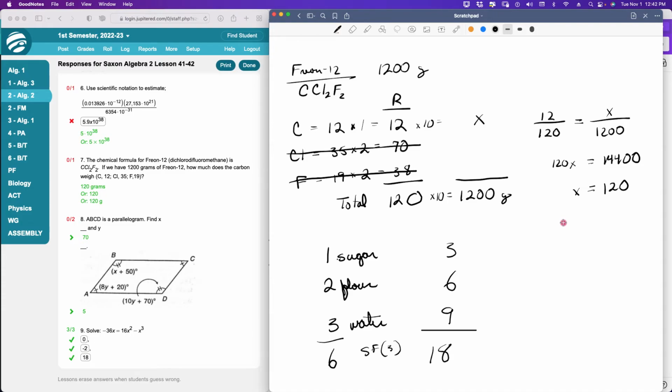Easy peasy. We can do that in our head, right? This is pretty easy math right here. So that's the answer, 120 grams, or 120 g. That's how you find it.